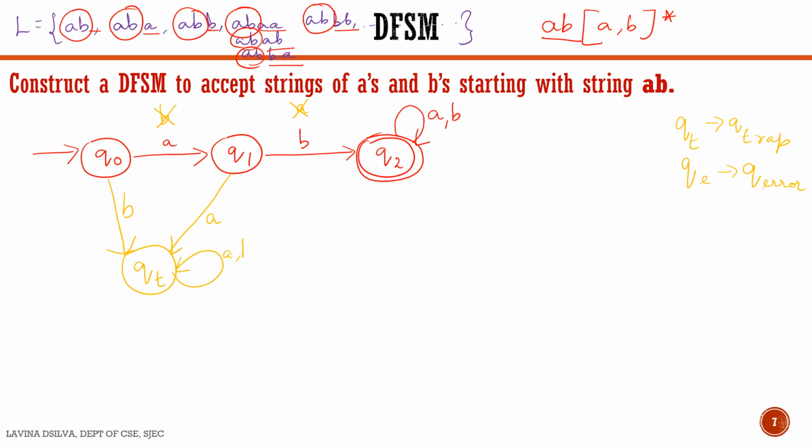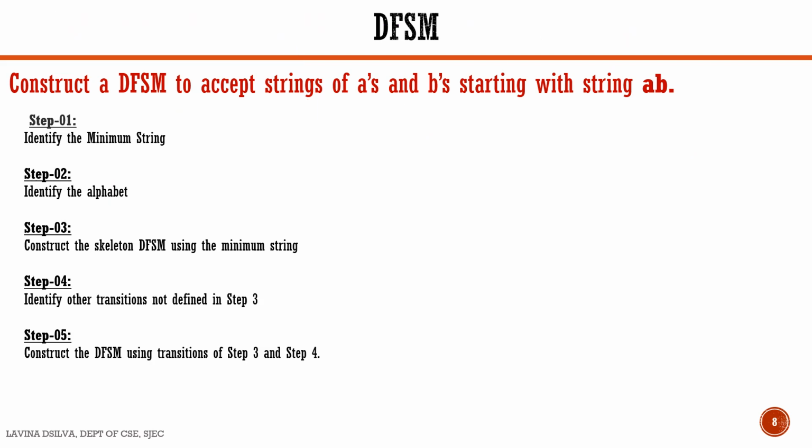On the trap state, it tells us that once the DFSM goes into the trap state, there is no way for the DFSM to come back into the flow of the transitions. Therefore, the final DFSM is given like this: Q0, A, on Q1 we see an input B. This is our final state, and we can see any number of A's and B's once we have seen A and B.